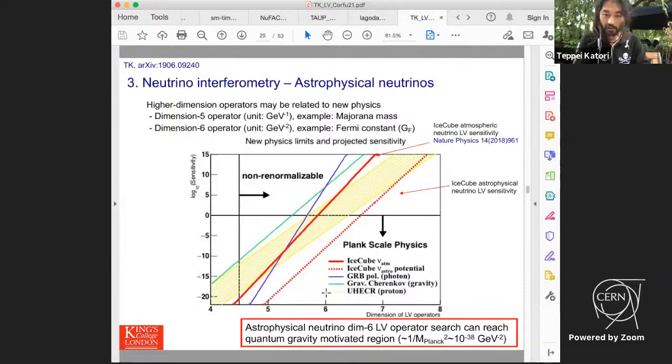Dimension 6 is interesting because our sensitivity goes beyond what we expect from the Planck mass natural scale, the inverse of Planck mass squared. And if we go to dimension 7, we are still the best experiment compared with other fields, but our sensitivity does not reach the natural scale of the Planck mass. That's why we also focus on dimension 6. Dimension 6 is also the lowest scale for new interactions. A good example is the Fermi constant. So that's the message. And now moving to the astrophysical neutrino.